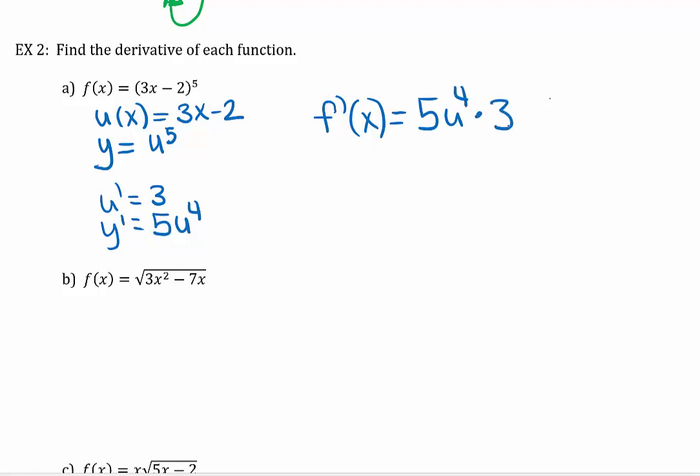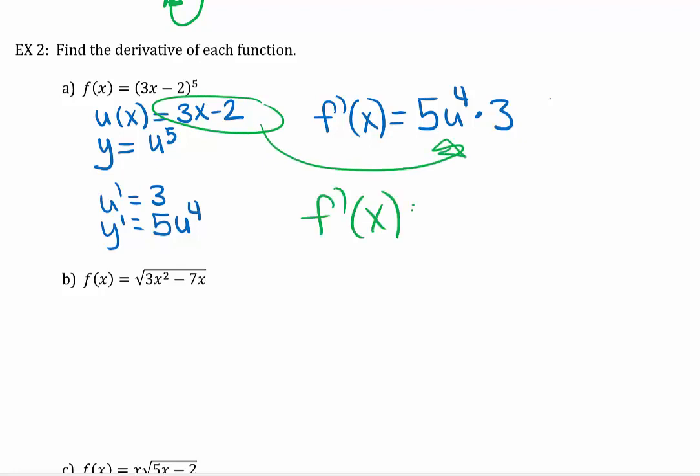Finally, we do have to write our final answer in terms of x. So we're going to replace that u in our answer with the 3x minus 2. In addition, I'm going to multiply the 5 and the 3 together. And so my final answer is going to be 15 times (3x minus 2) to the fourth.